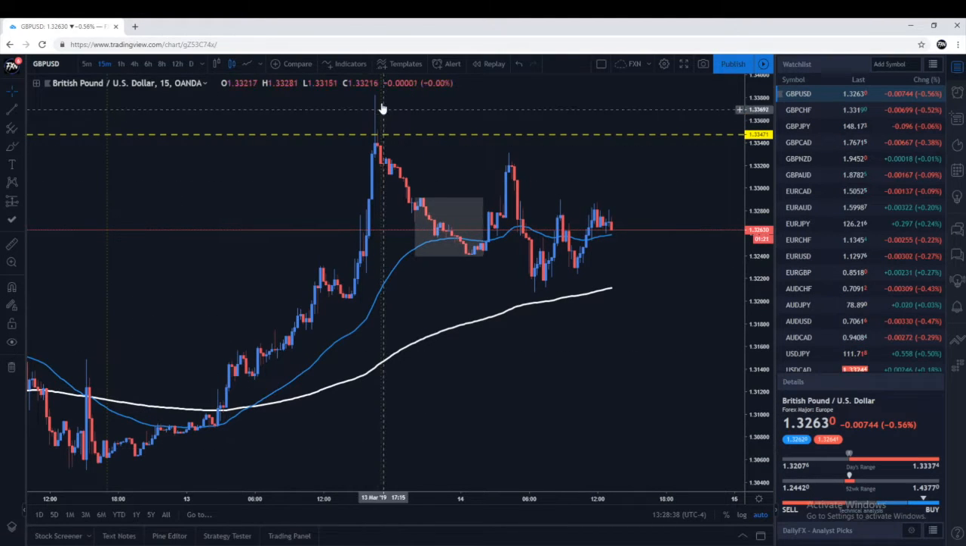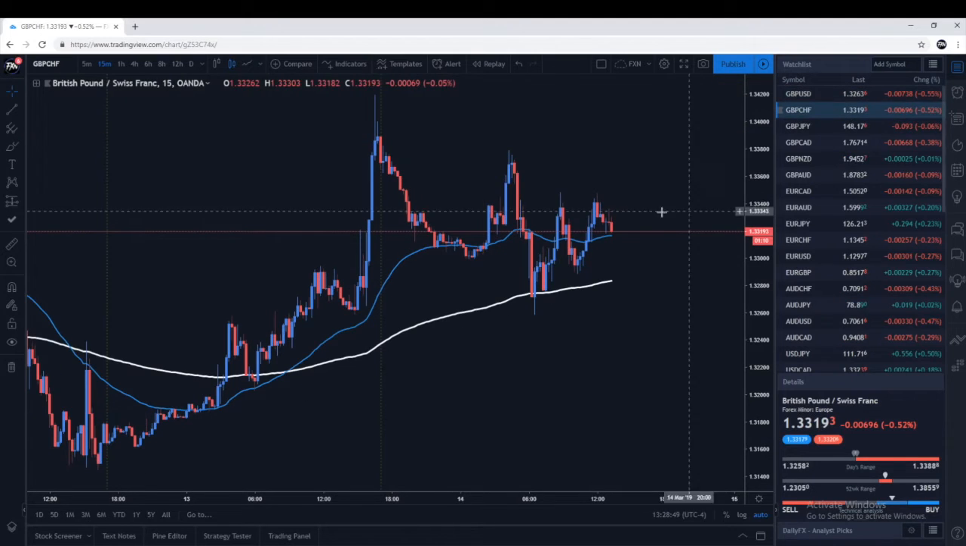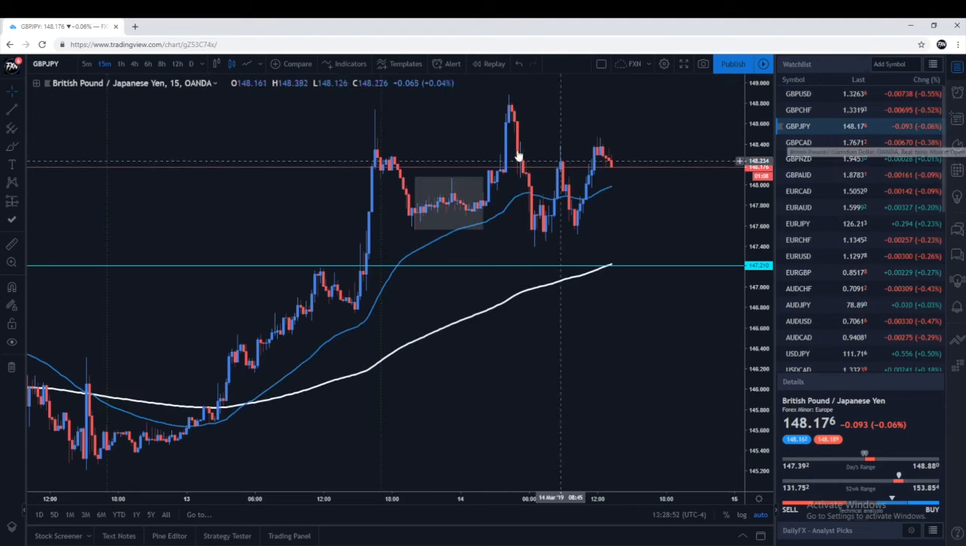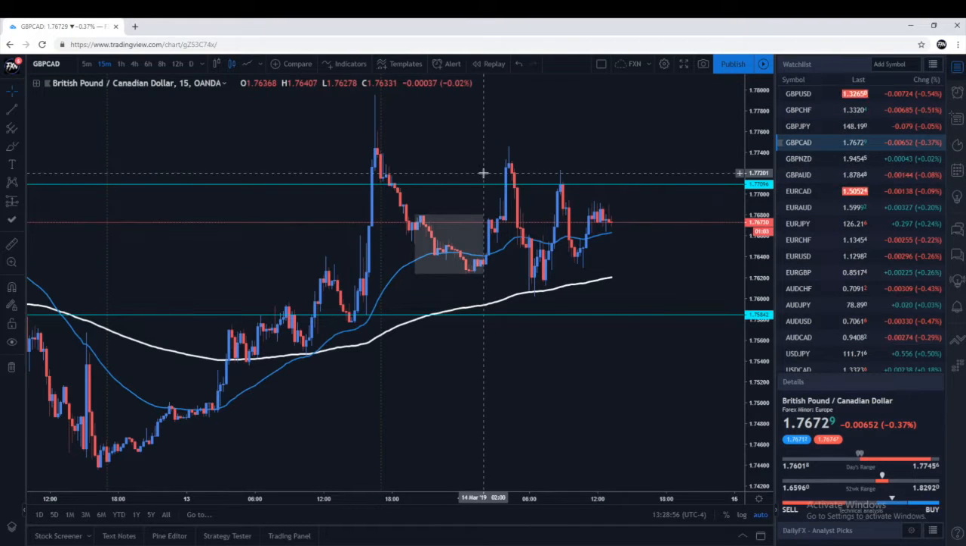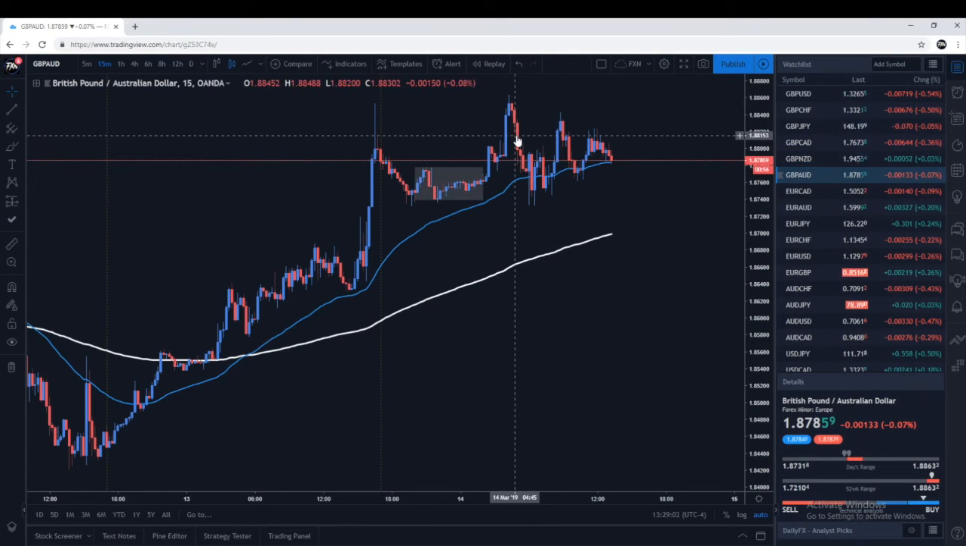We have price came up yesterday, created a high, came back down during Asia, and then during London what happened? They went up. Now some went up higher than others, like pound JPY, pound CAD, pound NZD, pound AUD. Here's the important factor of why some of them went higher than others.